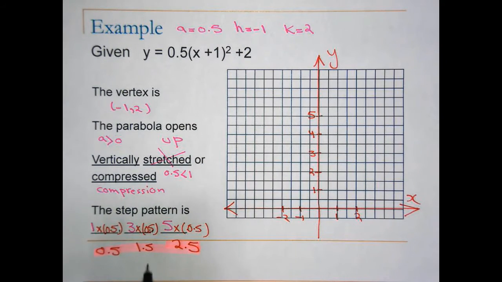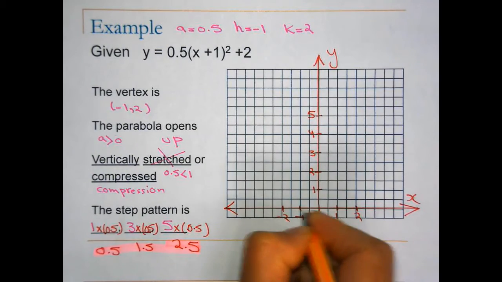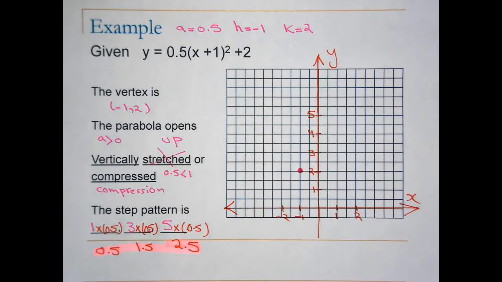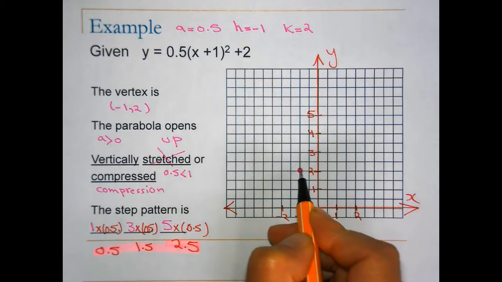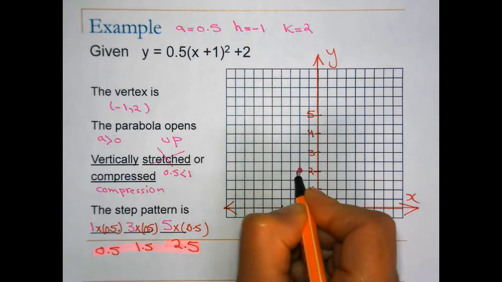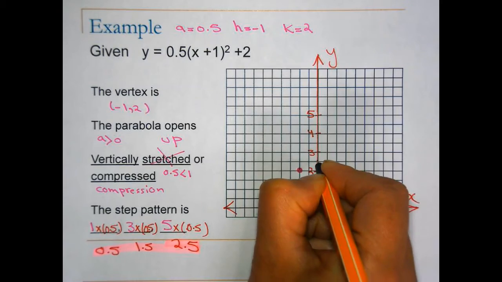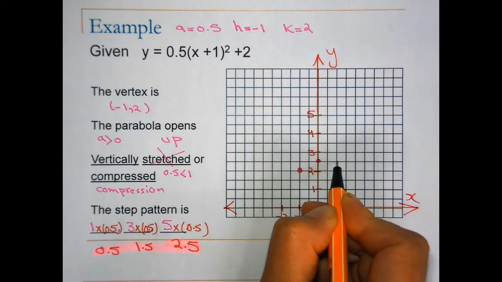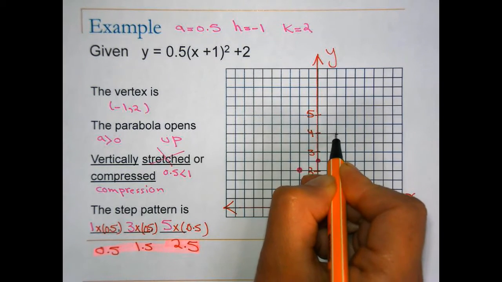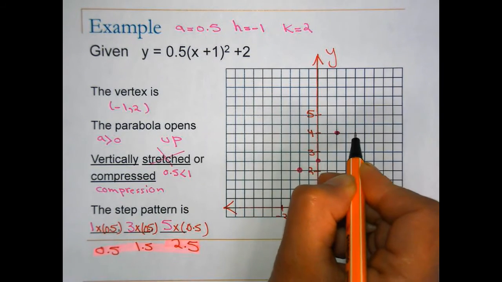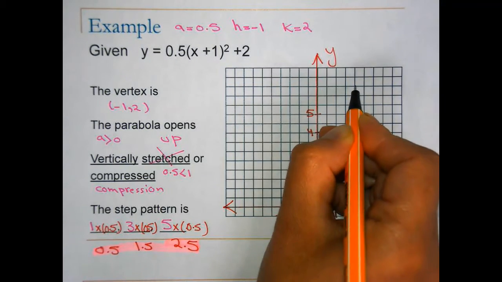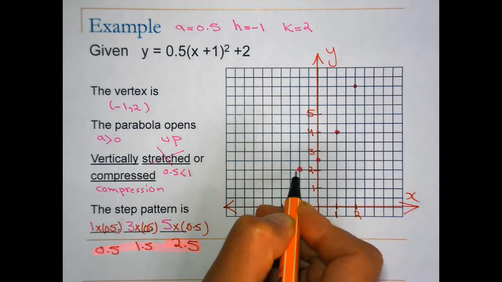So we start by finding the vertex, so -1 and 2, which is here. Now we have to go 1 across and half up. Remember, 1 unit is now 2 squares, so 1 across and half up. Then again 1 across, 1 unit across, and then 1.5 up, and again 1 across and 2.5 up, 2.5, and then we do it from the other side.